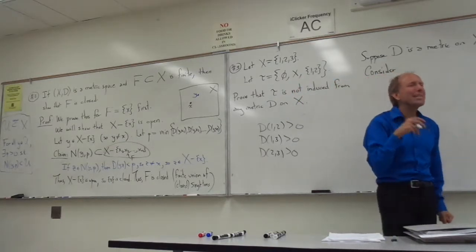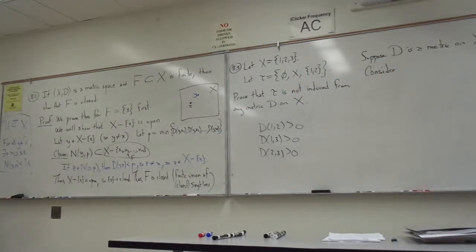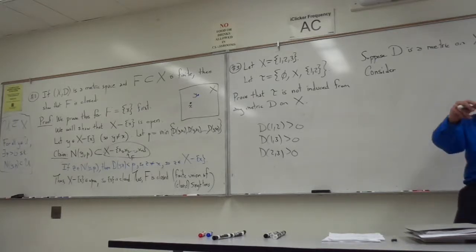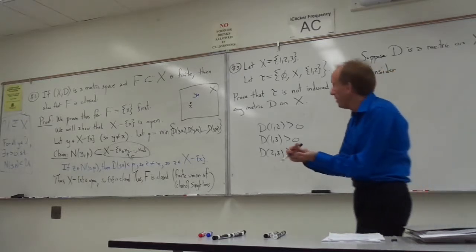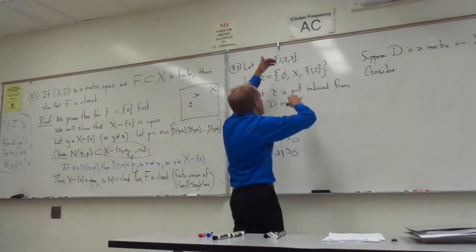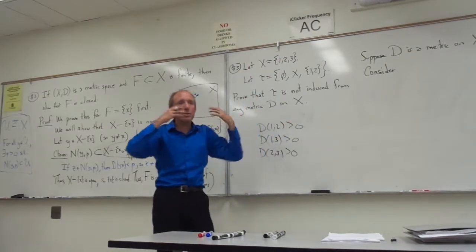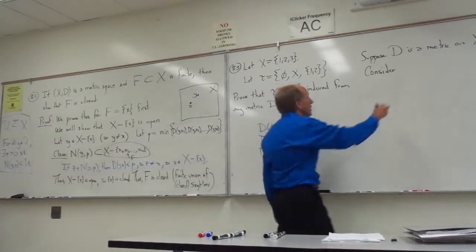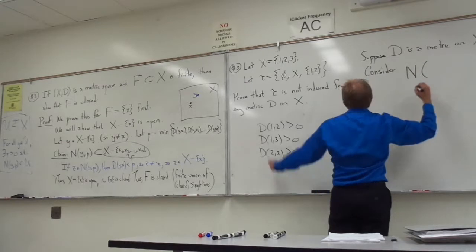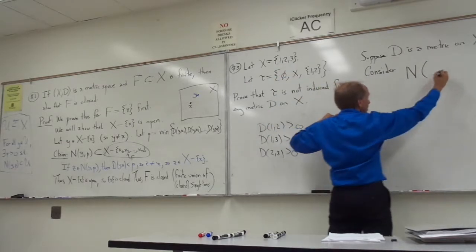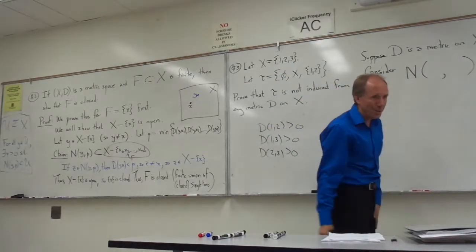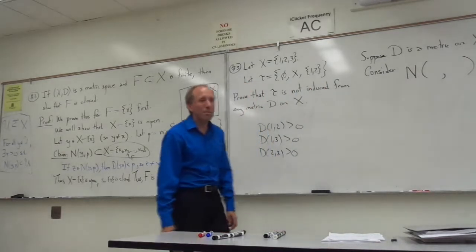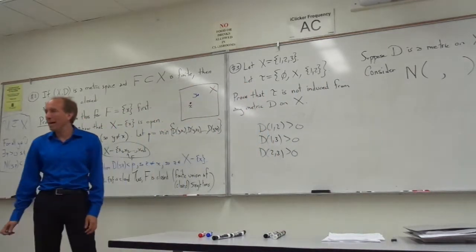How could I do that? Does anybody see, how could I make a neighborhood? So if I'm going to make a neighborhood, I have to have a point and a radius. How can I make a neighborhood in this space, which is not a very big space? So I have to create a neighborhood around one of these 3 points with a certain radius. And how could I do that?